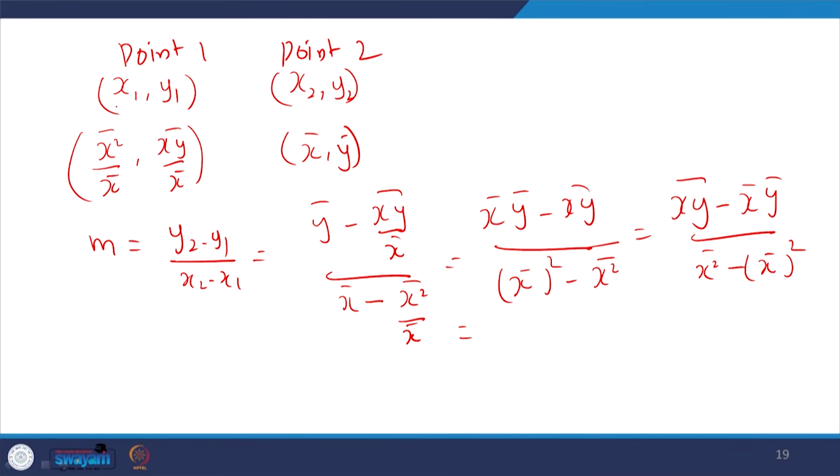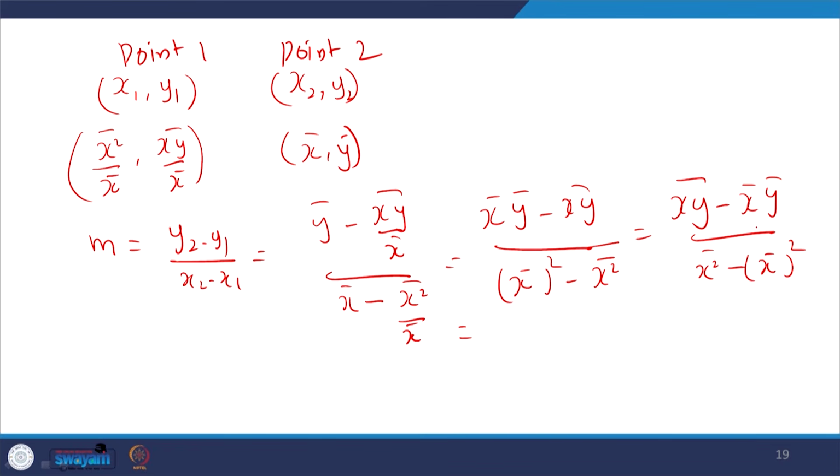actually I wrote x1, y1 only for our convenience, right. So this x1 is different. x2 is x bar, x1 is x square bar by x bar. So when you multiply both the numerator and denominator by x bar, it will become x bar y bar minus xy bar divided by x bar whole square minus x square bar, because x bar gets cancelled. When you multiply both sides with minus, it will become xy bar minus x bar y bar divided by x square bar minus x bar whole square. This is the formula for slope.